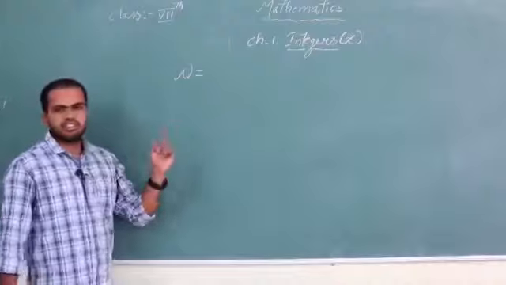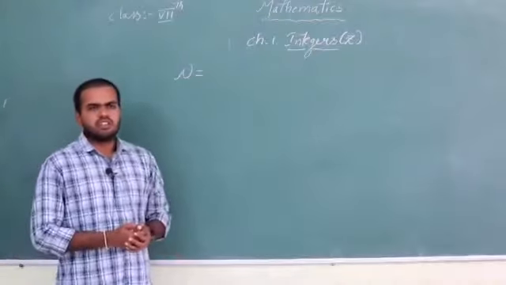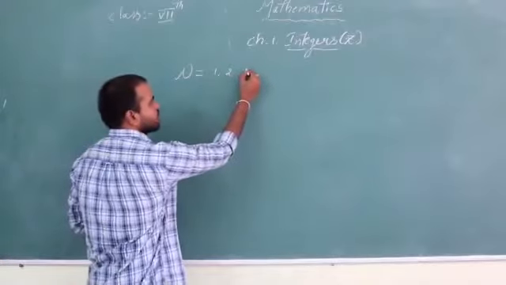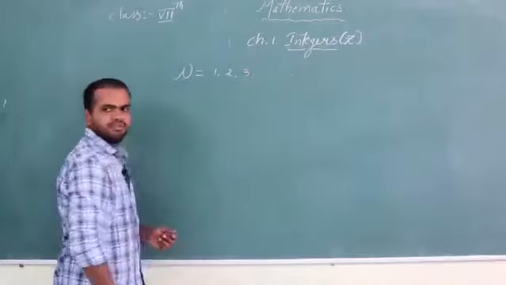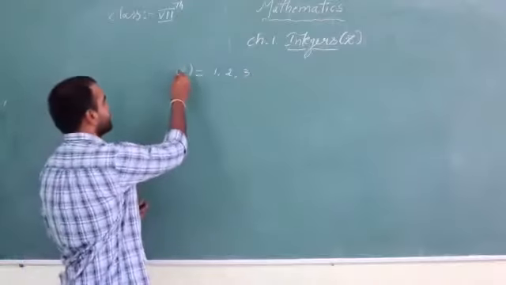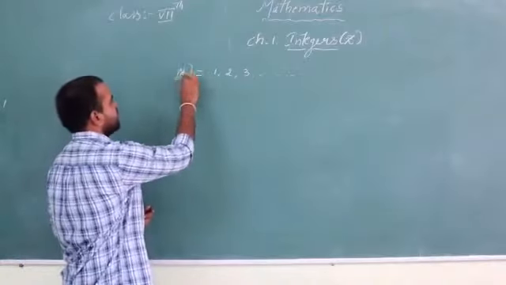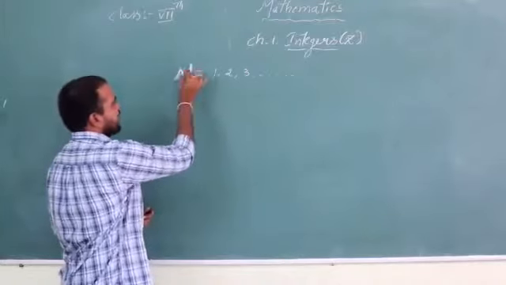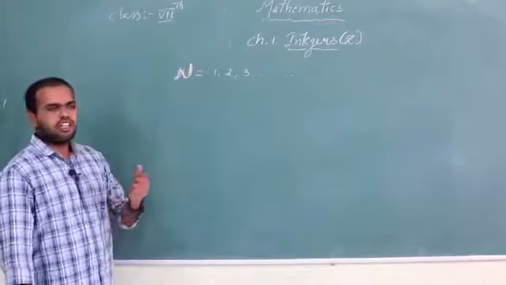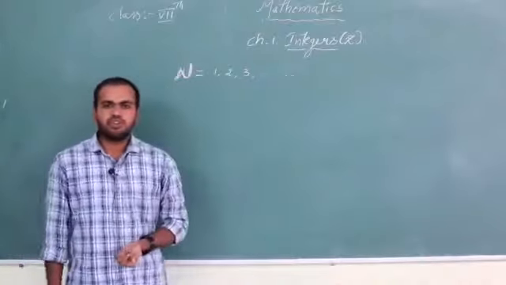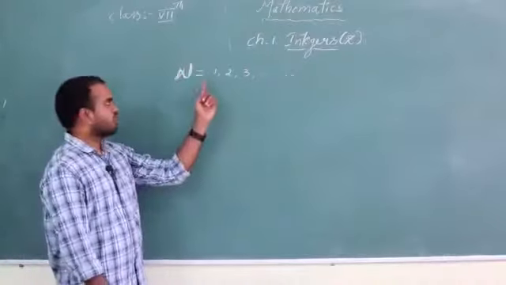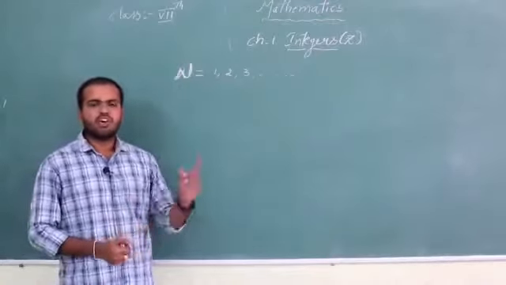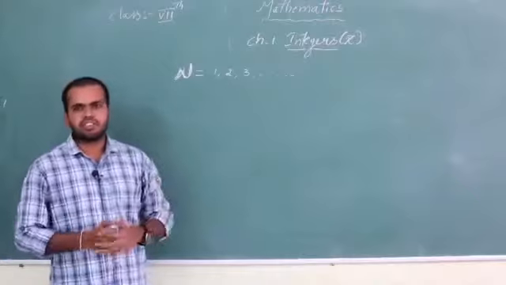The natural number system. Natural numbers start from 1, 2, 3 and so on. We indicate the natural numbers with the capital letter N. We also use another name for the natural numbers: we call them counting numbers as well.